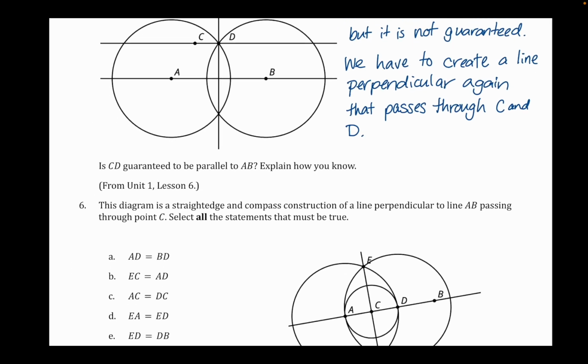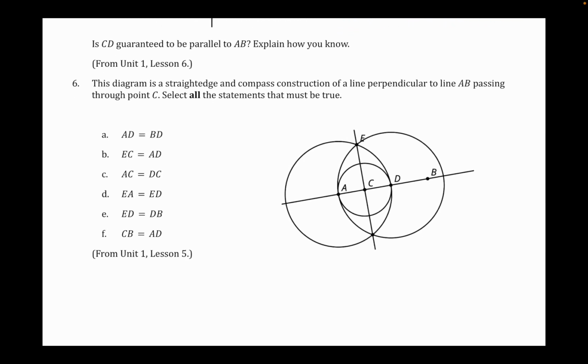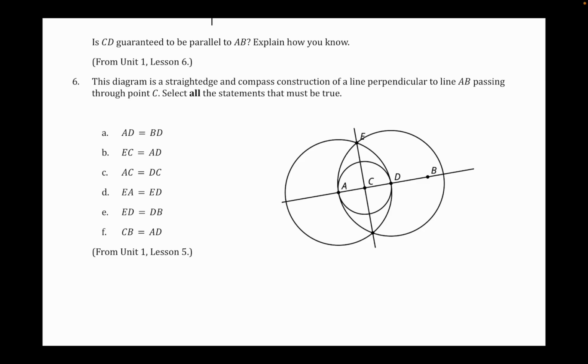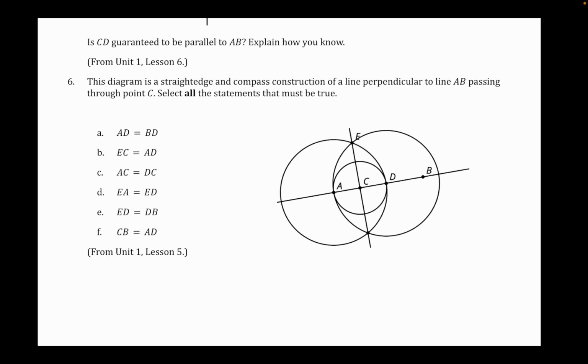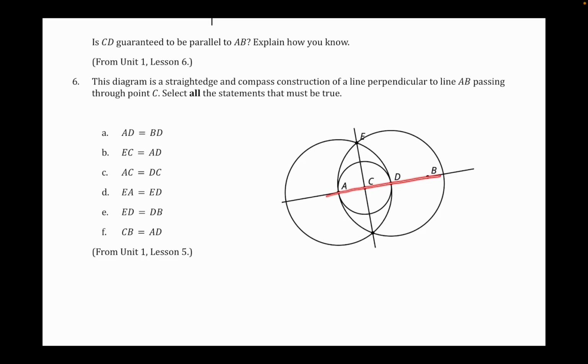Okay, let's look at question 6. This diagram is a straight edge and compass construction of a line perpendicular to line AB passing through point C. So it's line AB, and then they gave us a point C. So we made a perpendicular bisector passing through it. That's what that tells us. We want to select all the statements that must be true.